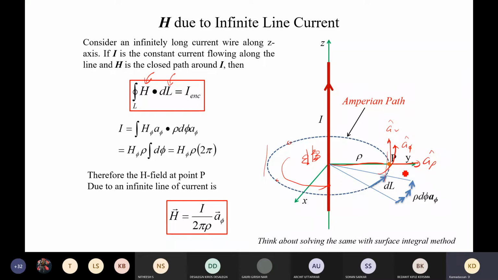So to capture all these A phi vectors, we are choosing a circle as the Amperian path. This drawing of the Amperian path is very important. I am taking this decision from the knowledge of the direction of the magnetic field.